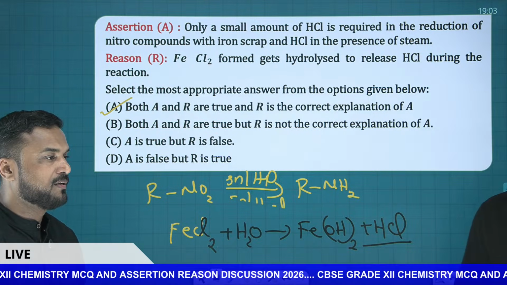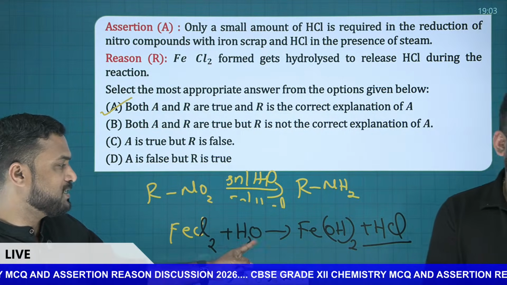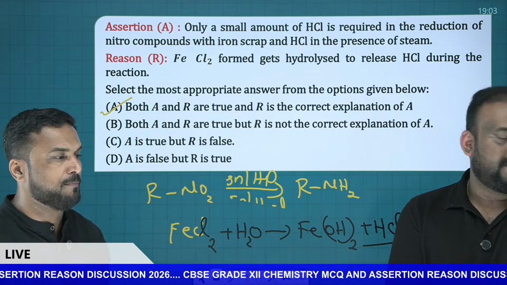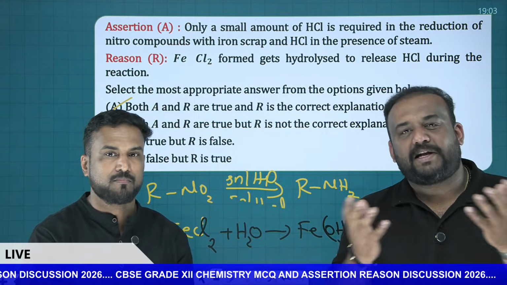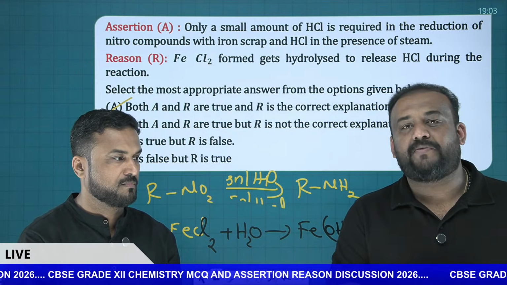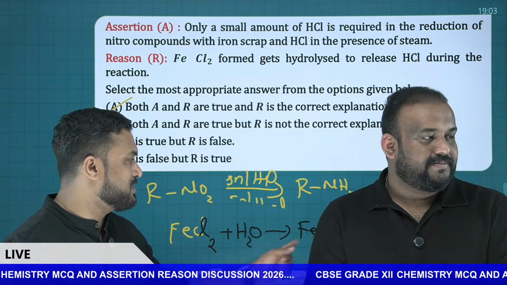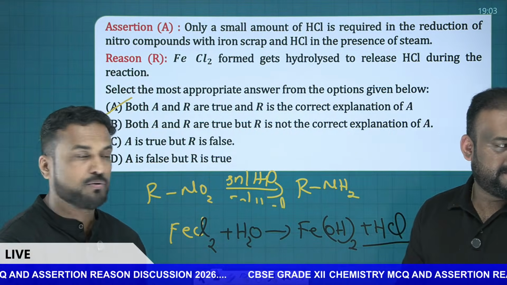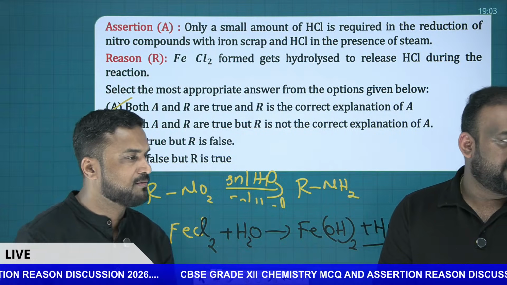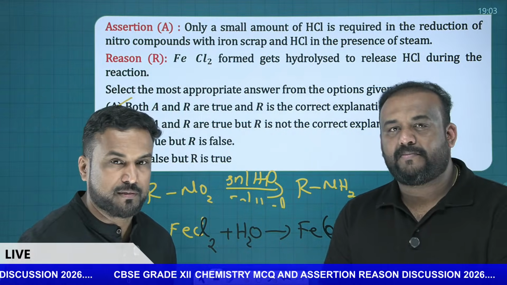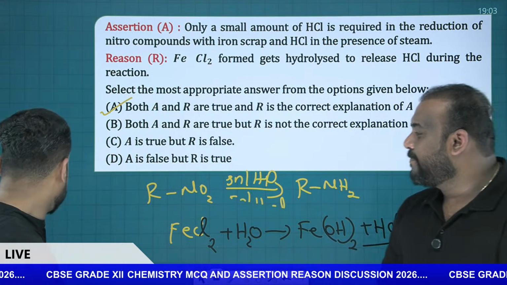If you have doubt, now it's clear. Now it is clear, right? FeCl2 plus H2O, you will get Fe(OH)2 plus HCl. So in the beginning, you don't have to take that much amount of HCl as you do with Sn plus HCl. Less quantity is needed because it can be recycled. HCl can be reused again. So that is the best one, economically beneficial. Okay, so we will go to the next one.